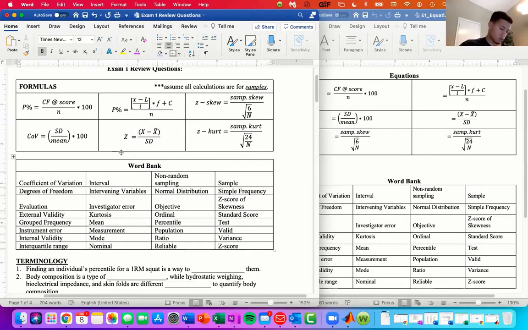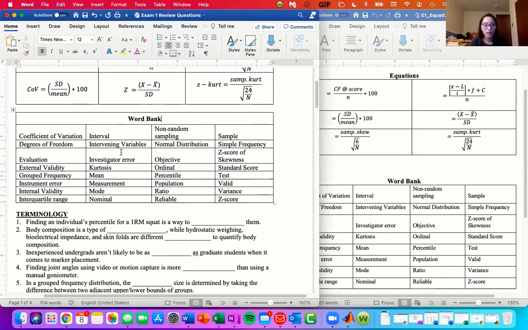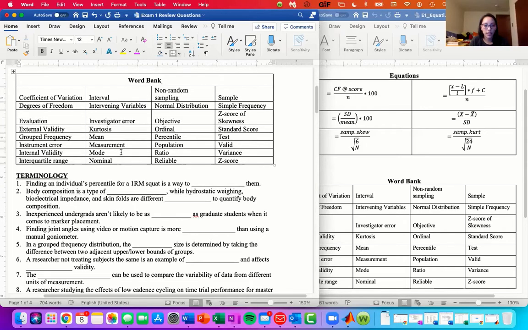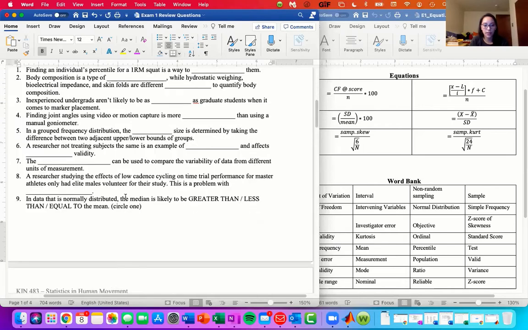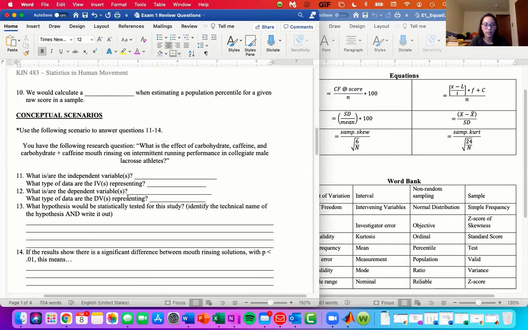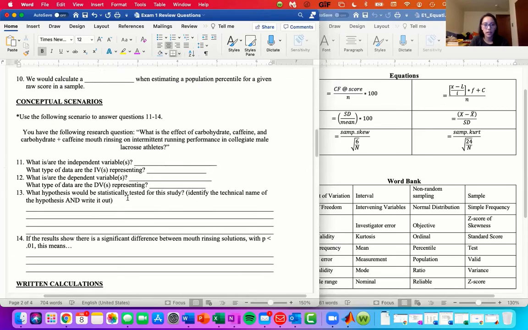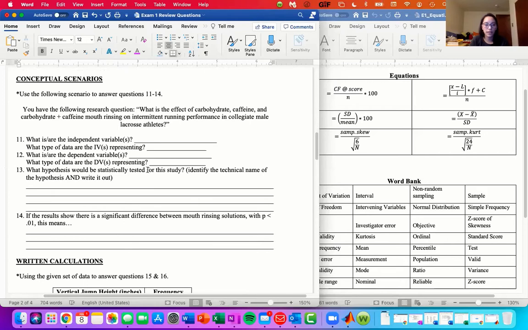For our word bank terminology questions, I'm going to skip this part real quick because I think procedural stuff is a little bit more important to cover. So if you want to skip down to the conceptual scenario area, we'll do that part first.